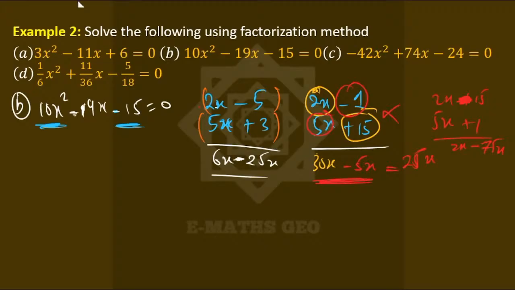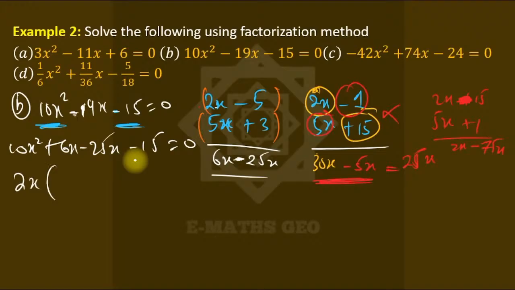We now split 19x as what? Plus 6x minus 25x. Remember, I told you, you can interchange. So if it doesn't work, you change. Now, what is common here? The HCF of 10 and 6 is 2, and there is x. So what is left is 5x and plus 3.